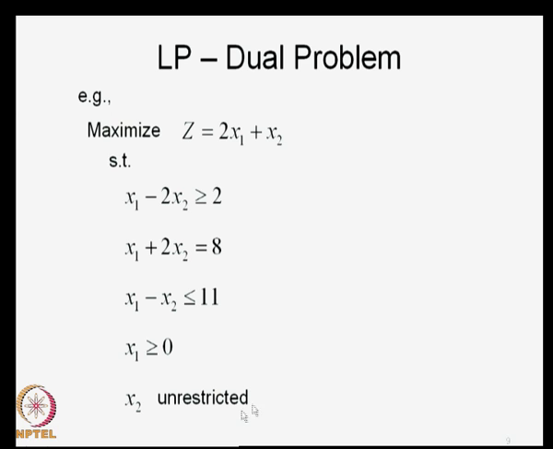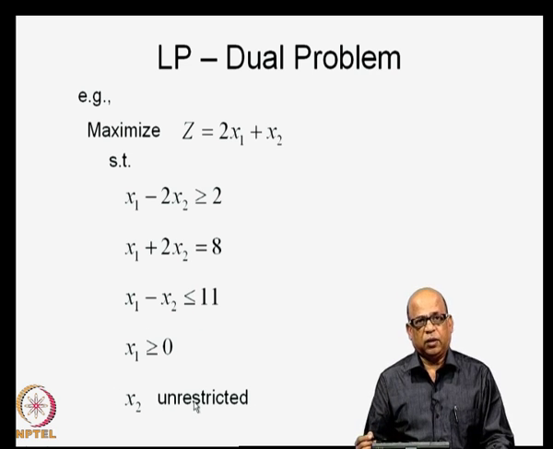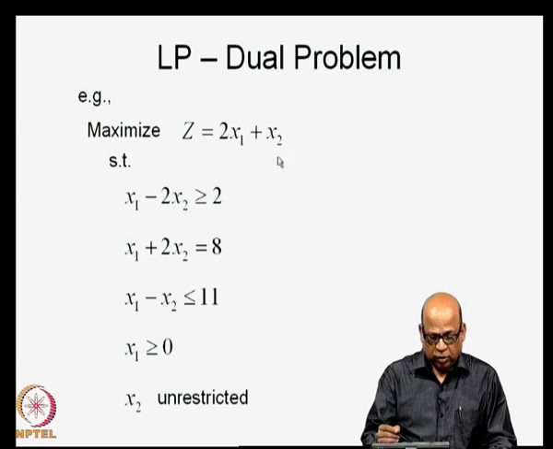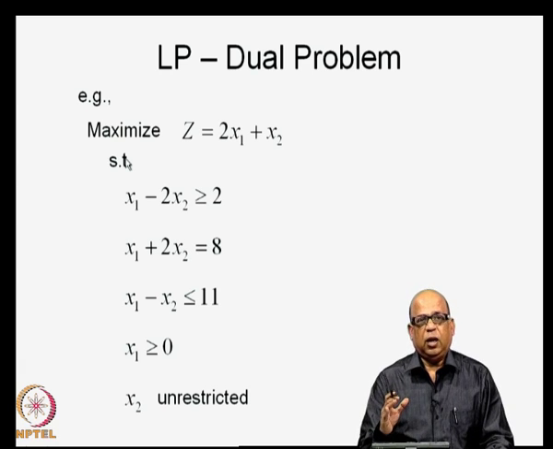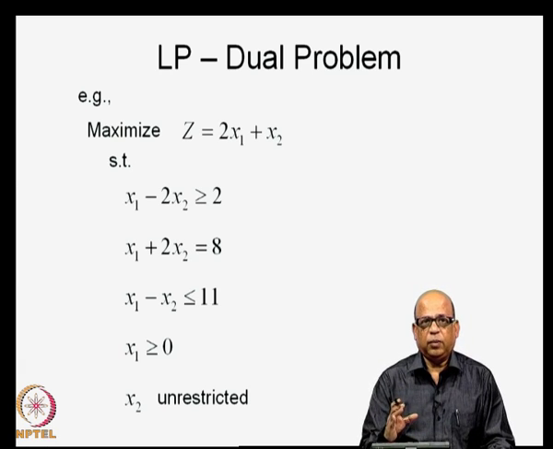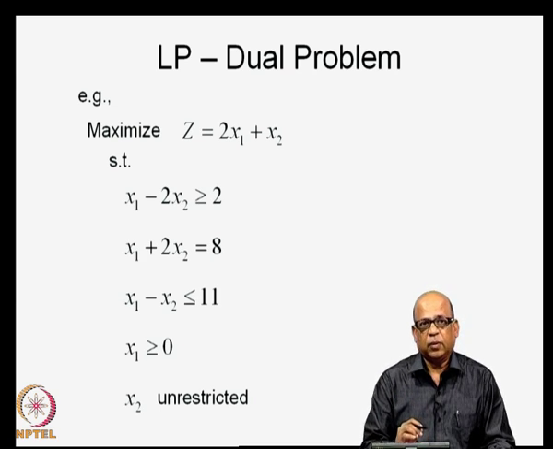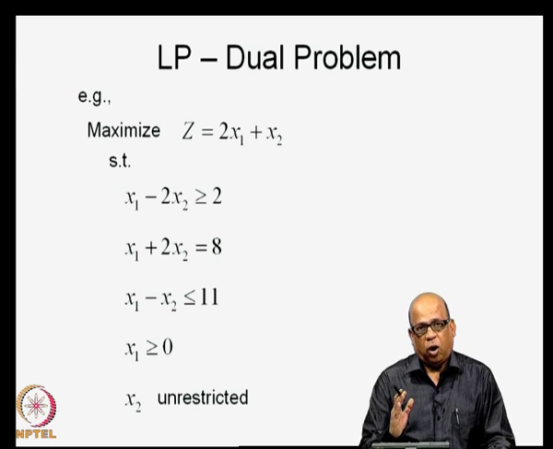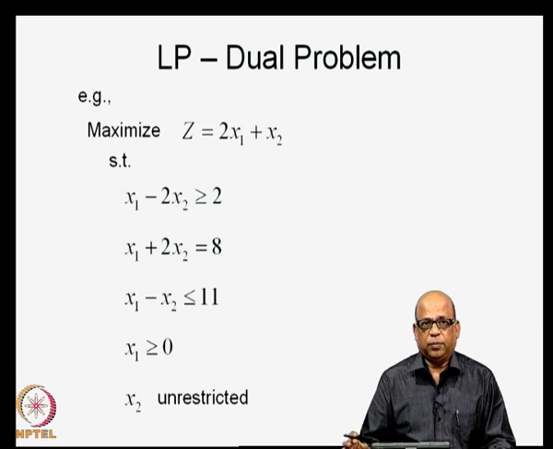So, you have all possible combinations here. There is a greater than or equal to constraint, there is an equality constraint, there is a less than or equal to constraint. One of the variables is non-negative, whereas the other variable is unrestricted in sign. So, let us write this problem. As I said, given any LP problem, first you express it as a maximization with all less than or equal to constraints, or a minimization problem with all greater than or equal to constraints.